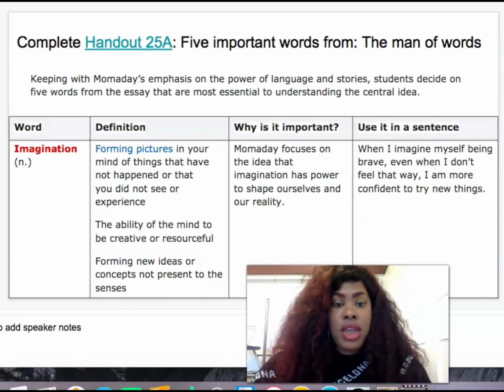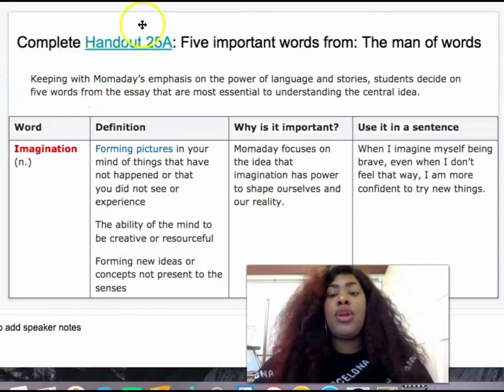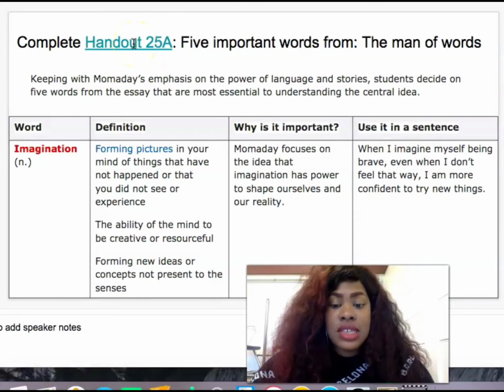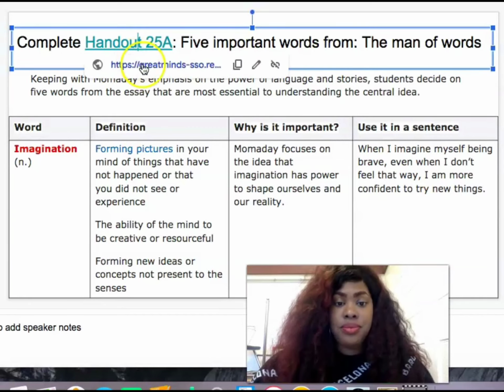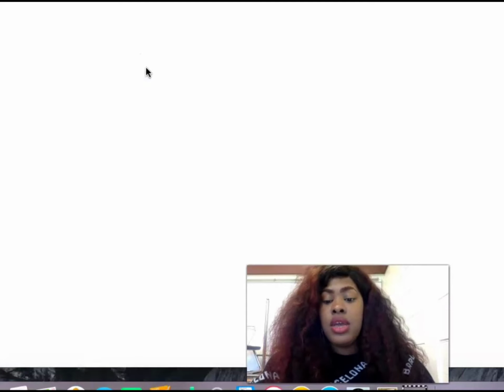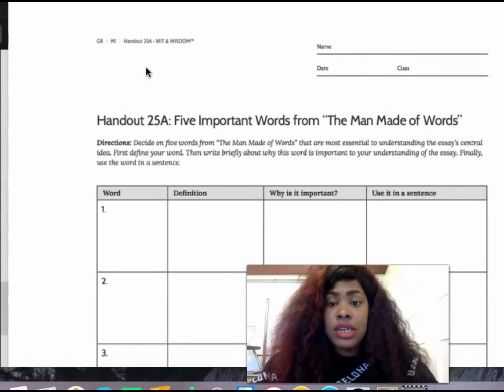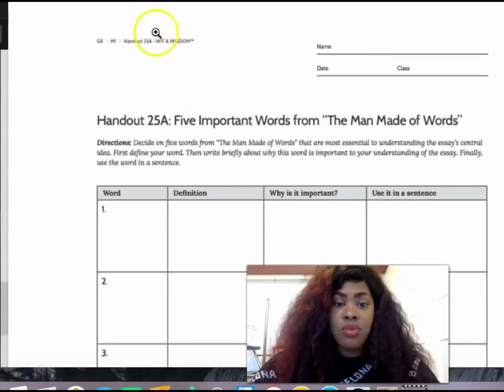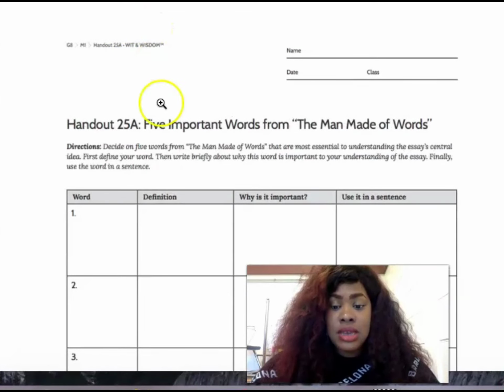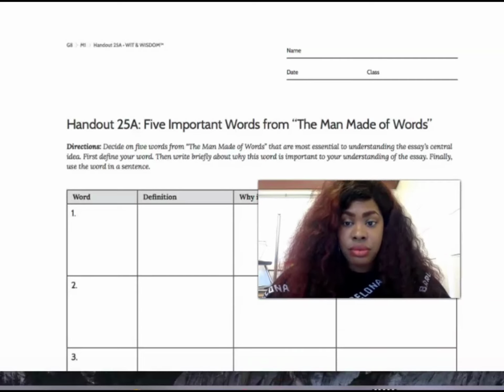Just so you are aware, handout 25 is where you will physically find the text for The Man Made of Words. This is also inside of Clever. You can go to Clever and type in Great Minds and it will bring up the student edition. You'll be able to find the handout online as well. If you need help getting to that, please come to office hours so I can assist you.